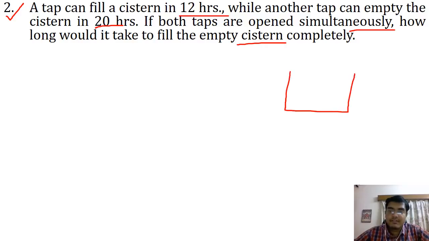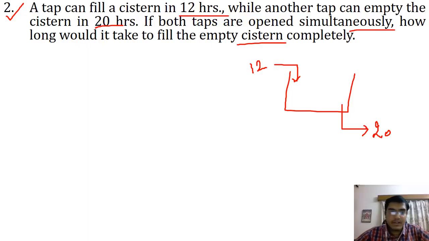Let us see another type of question that is asked from this topic. So a tap can fill a cistern in 12 hours, while another tap can empty the cistern in 20 hours. Now if both the taps are opened simultaneously, how long would it take to fill the empty cistern completely? Now what does the question say? We have a cistern, we have an inlet tap which can fill it in 12 hours, we have an outlet tap. In the previous question we had two taps, but both of them were inlet taps. Now we have two taps, one is inlet and other one is outlet. Now the outlet one empties it in 20 hours.